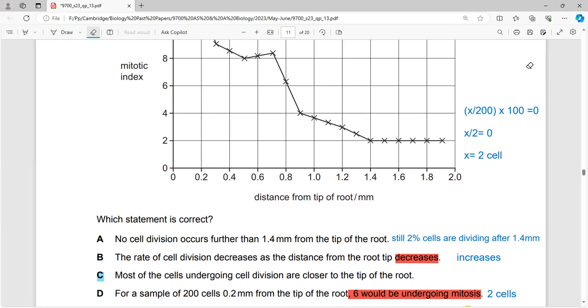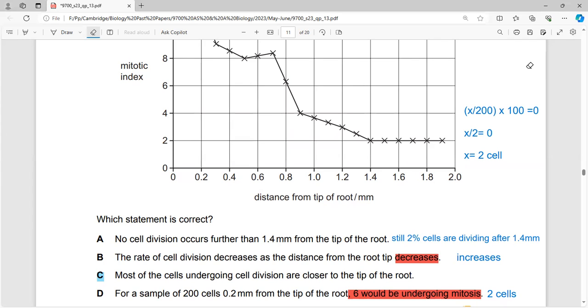So A, no cell division occurs further than 1.4 millimeter from the tip of the root. If you look from the tip of the root to more than 1.4 millimeter, the line becomes horizontal at 1.6, 1.8. So that has a value of what? The mitotic index is 2. So it means still 2% of cells are dividing after 1.4. That's why this is mitotic index 2 here. So that's why it is wrong. The words "no cell division" make that the wrong statement.